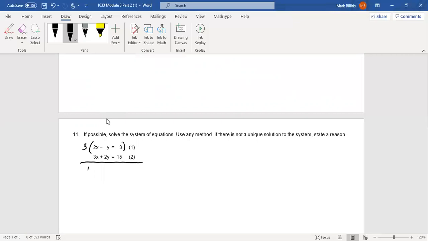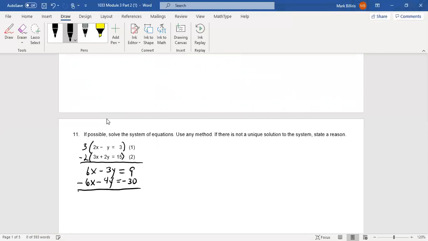When I do that, that gives me 6x minus 3y equals 9, because I multiply everything. Now, my second equation, I need to make the coefficient opposite. So what do I need to multiply 3 by to give me a number opposite of 6? -2. So now when I multiply, -2 times 3x is -6x. -2 times +2y is -4y. And -2 times 15 is -30.